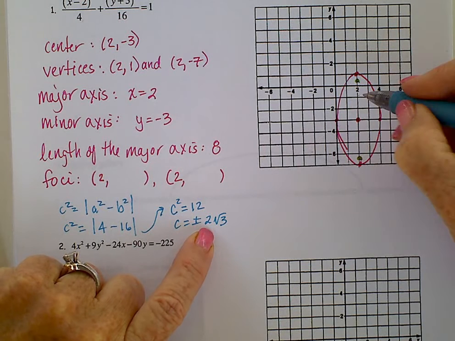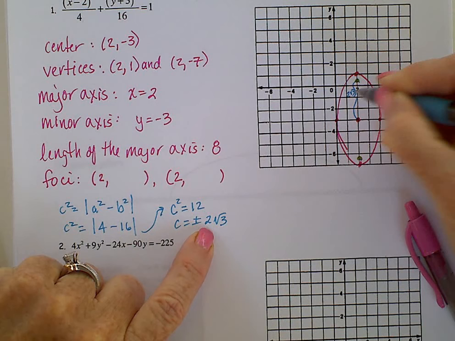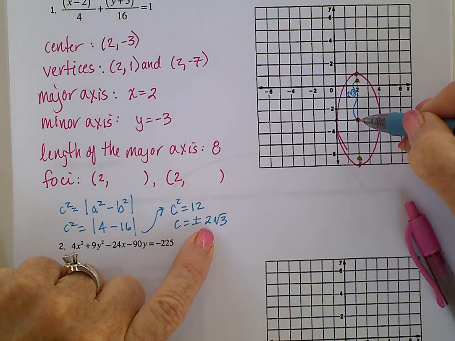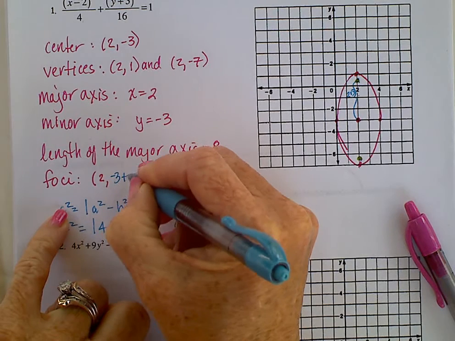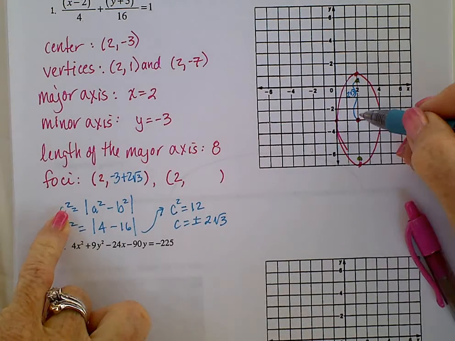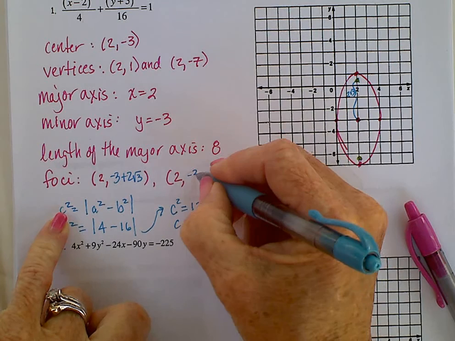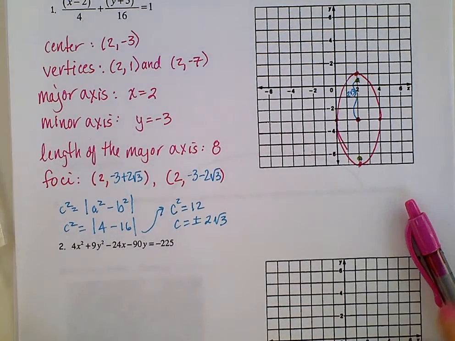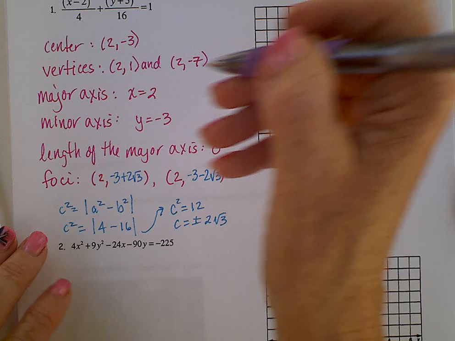So this distance right here is 2 square root 3. The y-coordinate here is negative 3 plus 2 square root 3. And the other y-coordinate is negative 3 and then down 2 square root 3: negative 3 minus 2 square root 3. And there we go. All of this is important information.